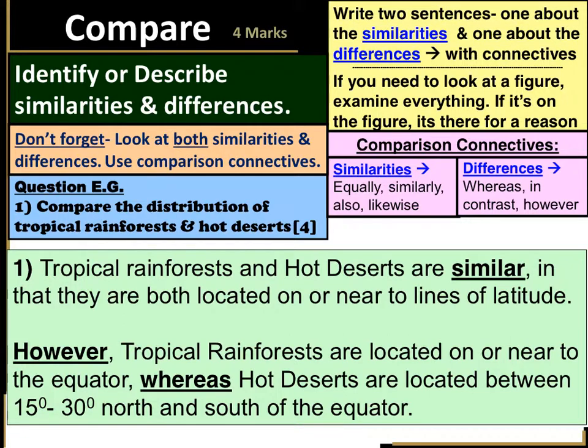Here's a possible answer, and we're going to start off with how they are similar. So it says tropical rainforests and hot deserts are similar in that they are both located on or near to lines of latitude. That's how they're similar.